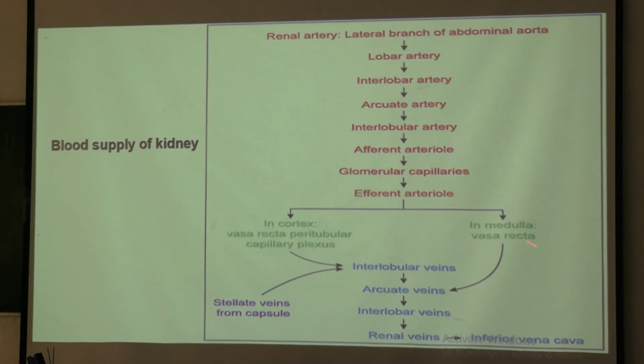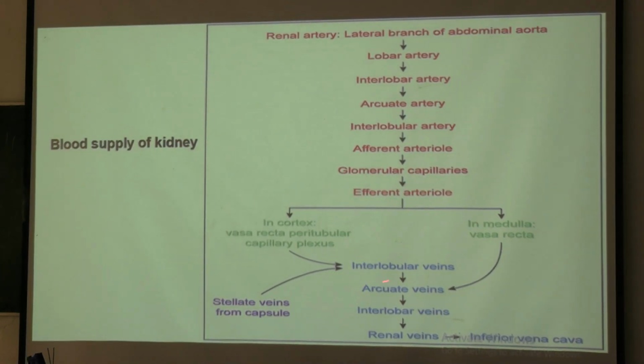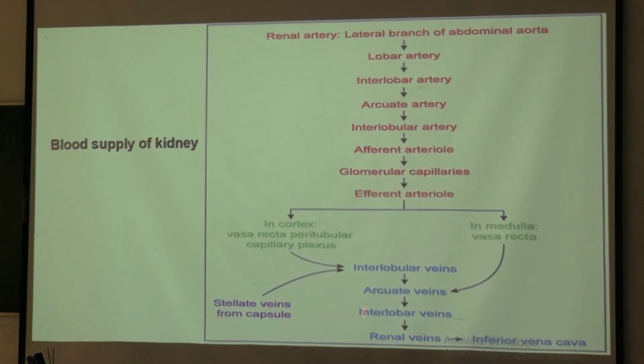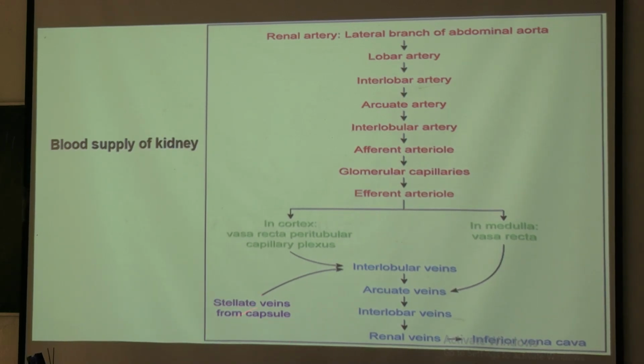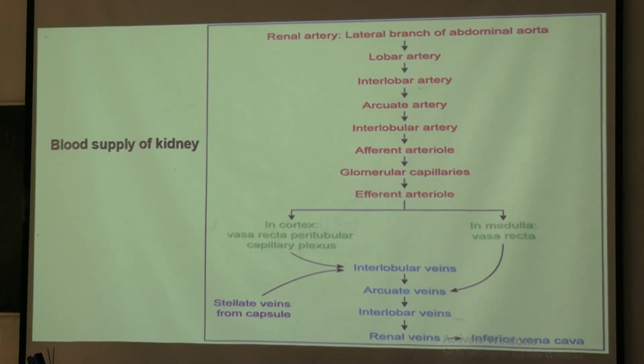veins. In medulla, vasa rectae are going to drain in arcuate veins. From here, interlobar veins, they join to form renal veins. Renal vein is going to drain into inferior vena cava. And stellate veins from the capsule, they are draining into interlobular veins. Okay, so this is the blood supply. This flow chart you remember and practice a schematic diagram.